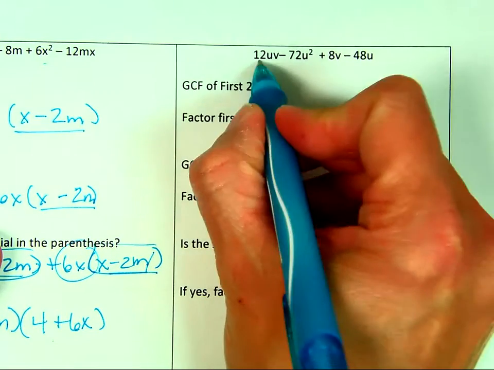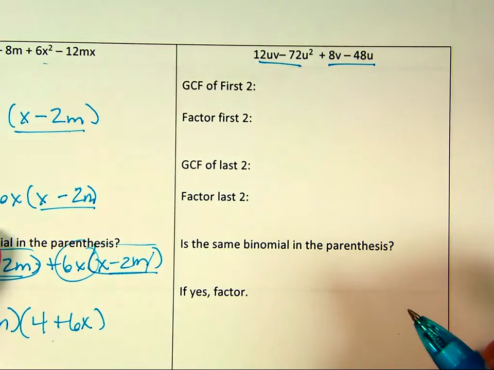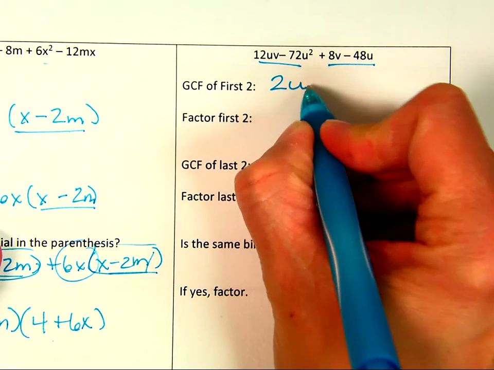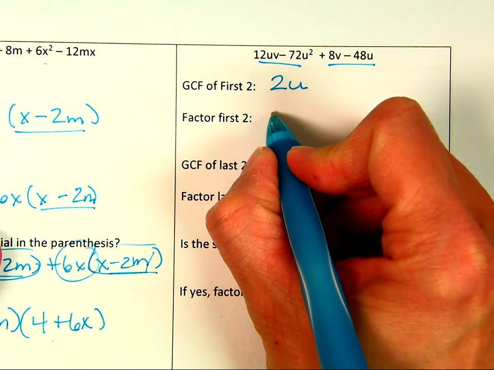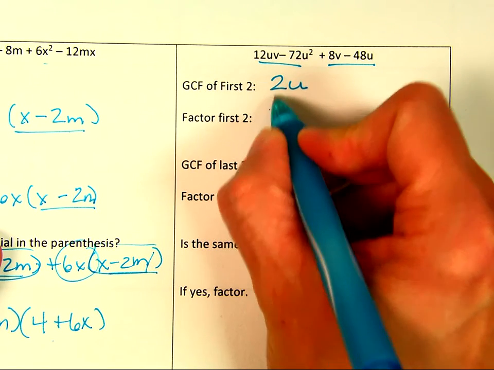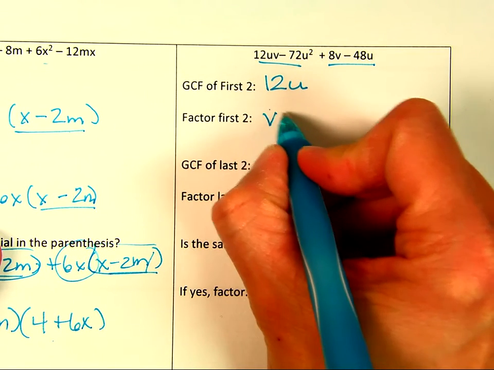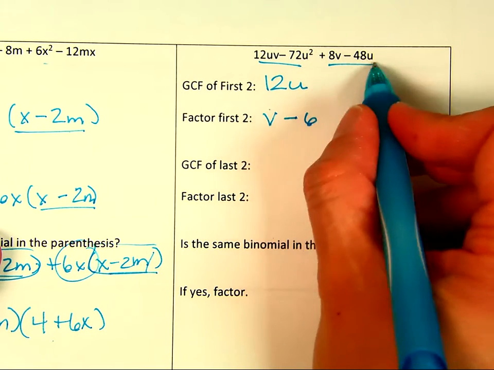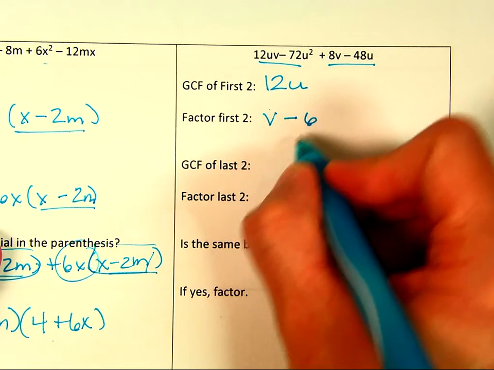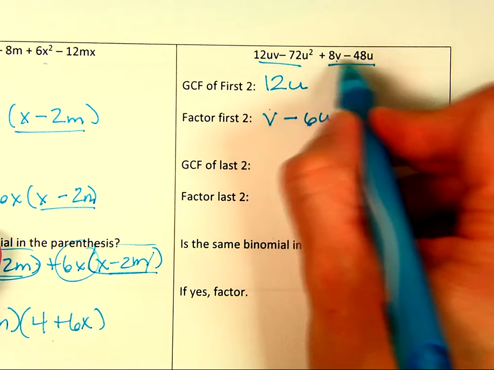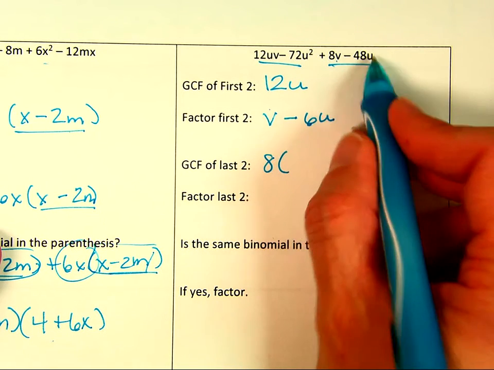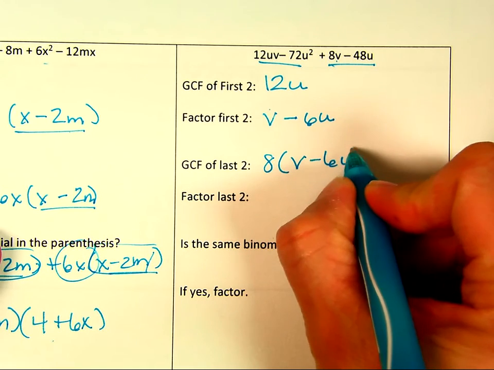So we look at the first 2 terms and the last 2 terms. The greatest common factor of the first 2 is a 12u, and what would be left would be a v minus 12 goes into there 6 times. And what's the greatest common factor there? Oh, I forgot there was a u left. There's an 8. And what's left when I divide both of those by 8 is a v minus 6u.